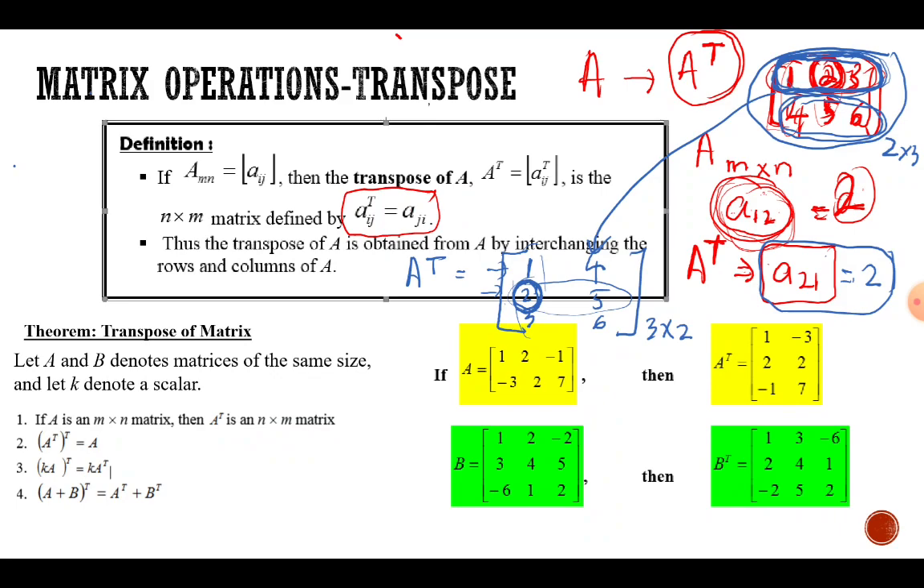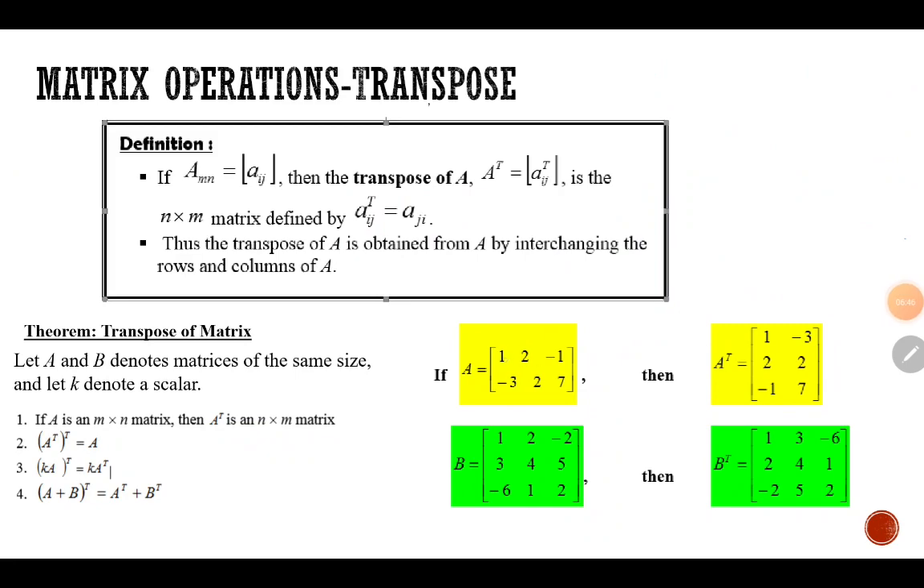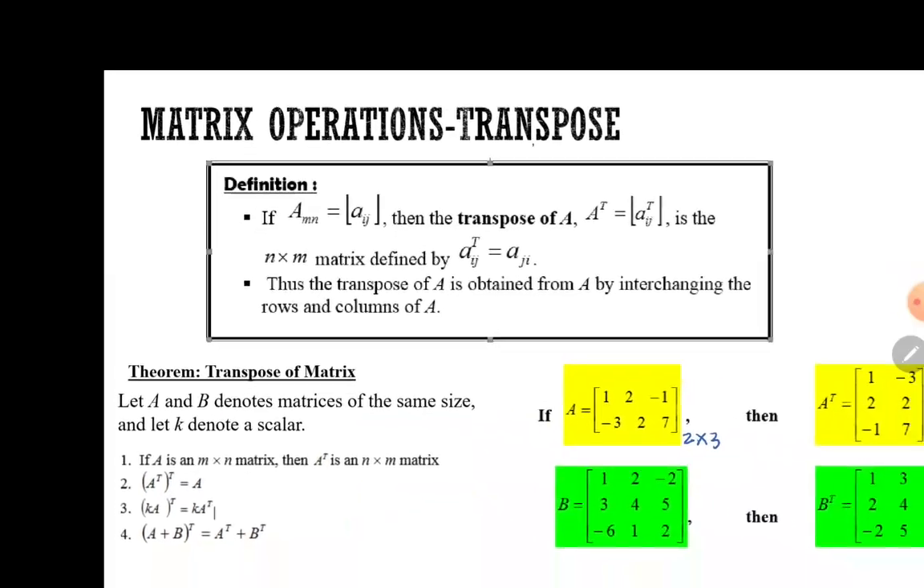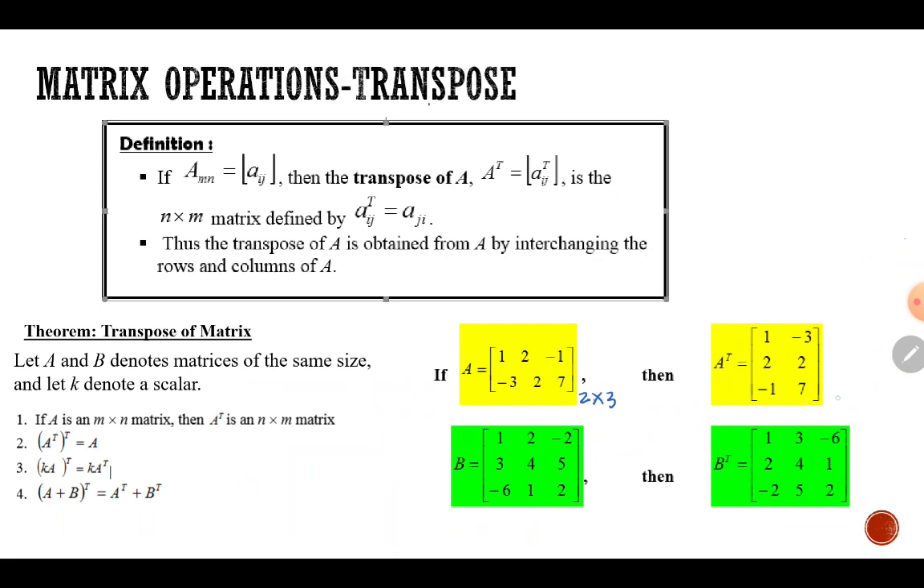Okay, let's see another 2 examples over here. Okay, so nampak? This is another example. We have this matrix A, 1, 2, negative 1, negative 3, 2, 7, where the size of this matrix is 2 rows times with 3 column. Then when you find its transpose, dia akan jadi 3 rows times with 2 column. Betul tak? Okay, so nampak first row 1, 2, negative 1 bertukar menjadi first column.